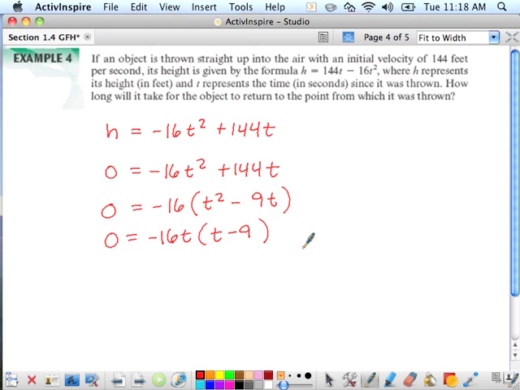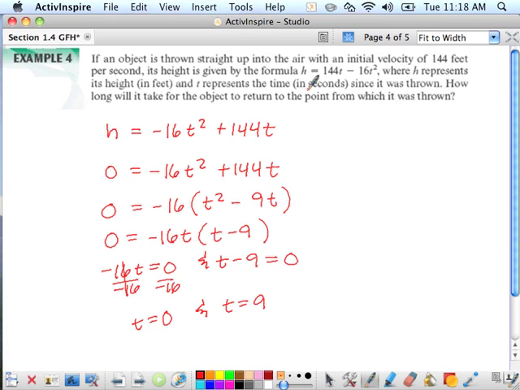Let's take each factor, set it equal to 0, and solve for the times. So we have negative 16t equals 0, or t minus 9 equals 0. So if I divide this through by negative 16, one of the possibilities is that t equals 0. The other possibility is that t equals what? 9. What are the units on both of those?